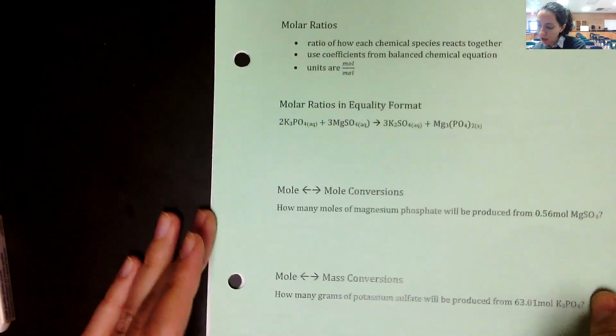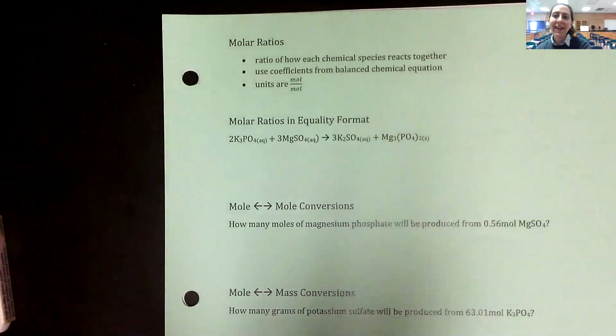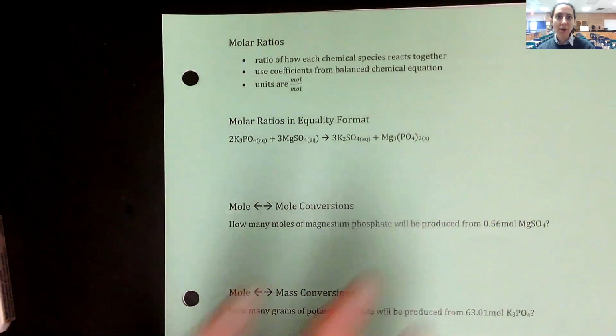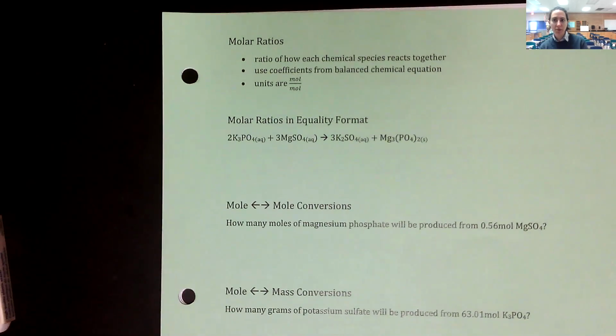So molar ratios are the ratio of any two chemical species in a reaction. It's the ratio of how these chemical species react to each other and how they're formed. This all comes from the coefficients from a balanced chemical reaction. And the units for this are always going to be moles to moles.